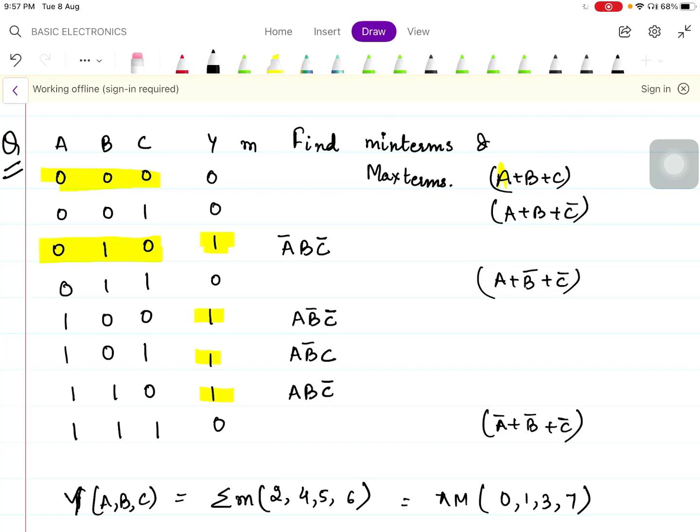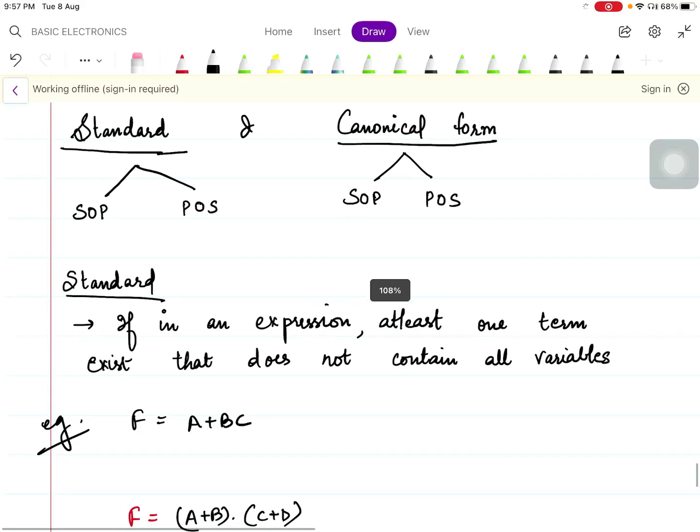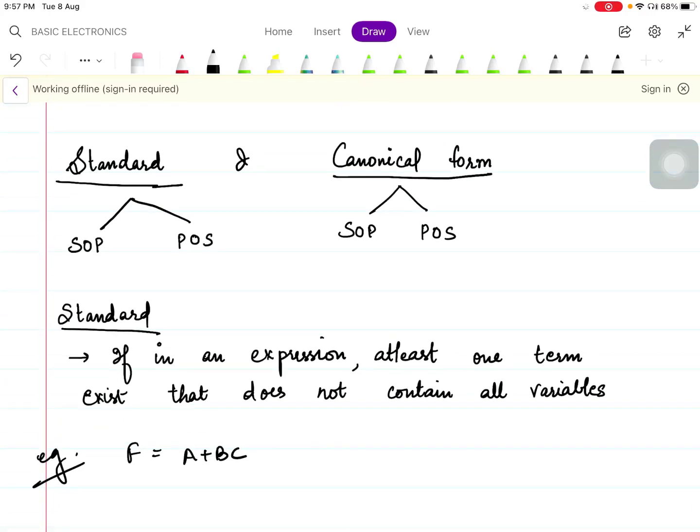And if you have to write SOP and POS form, that we have already discussed, you have to combine minterms for SOP and max terms for product of sum, that is POS. So this was the concept of minterms and max terms as well as sum of product and product of sum. Now let's move on to the next topic, that is standard and canonical form. So basically, standard and canonical forms both are classified into two types further, that is SOP and POS. That means standard sum of products, standard product of sum.